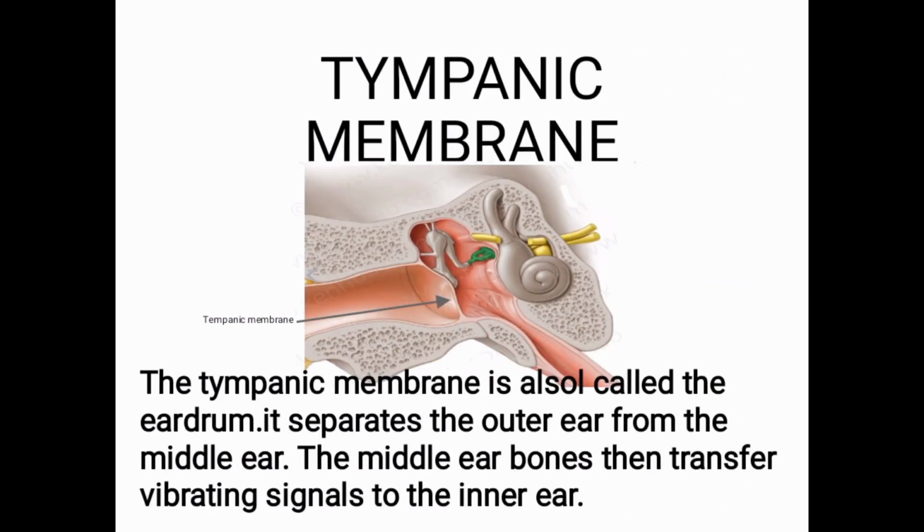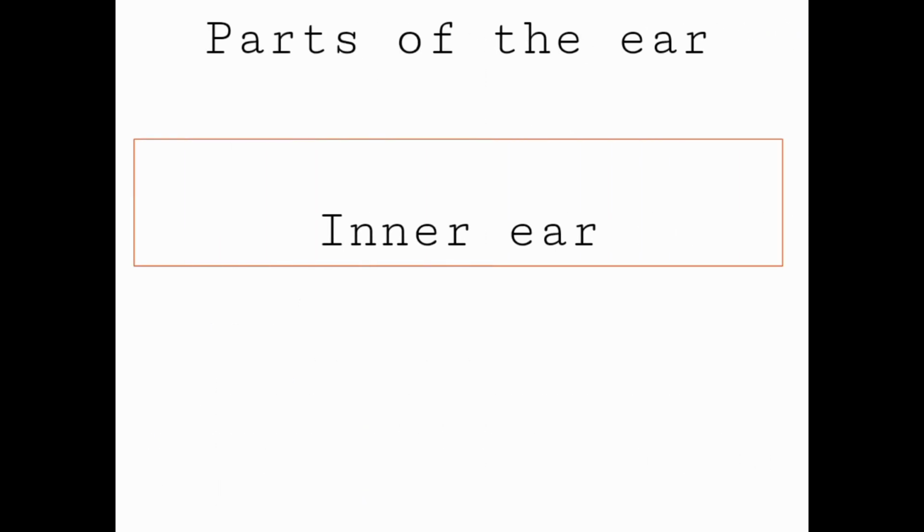Tympanic membrane. The tympanic membrane is also called the eardrum. It separates the outer ear from the middle ear. The middle ear bones then transfer the vibrating signal to the inner ear. The tympanic membrane is made of a thin connective tissue membrane covered by skin on the outside and mucosa on the inside.